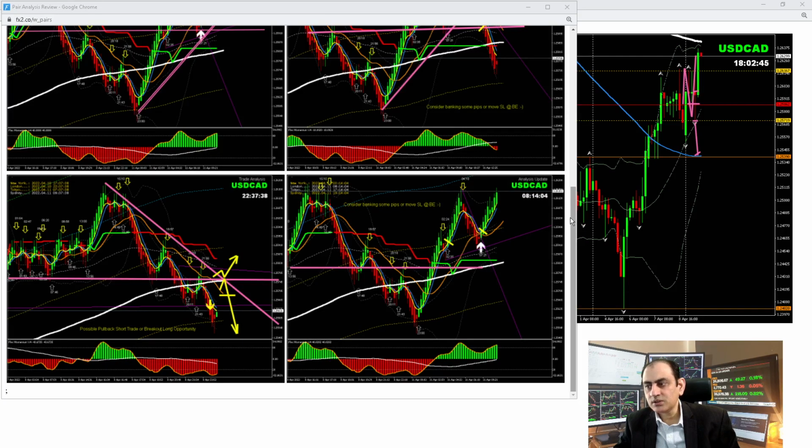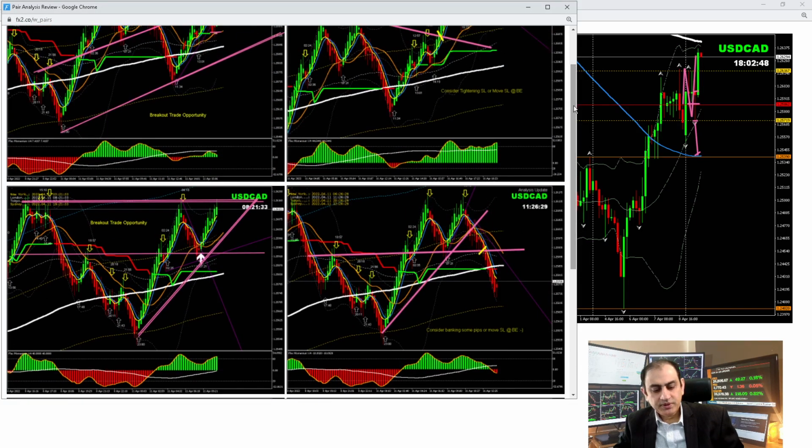And let's see the London open. At the London open, I explained, look for this breakout. As soon as the price broke the previous low, we took a short trade here. As soon as the price hit the profit target, bank beautiful pips.